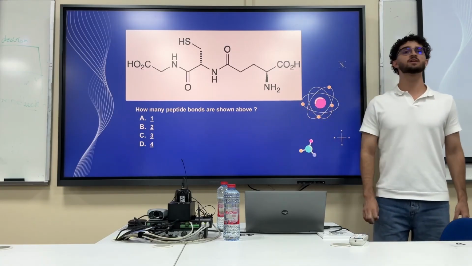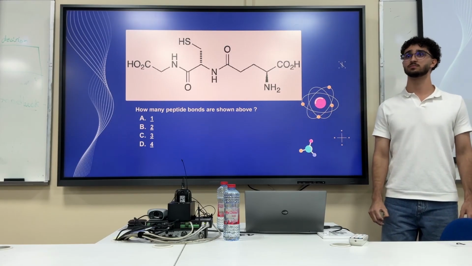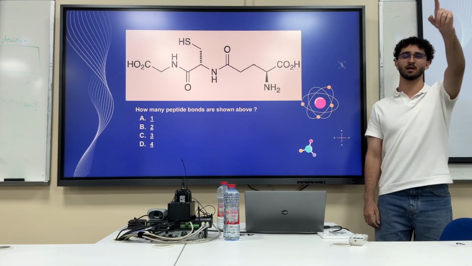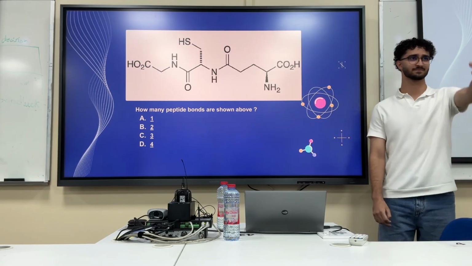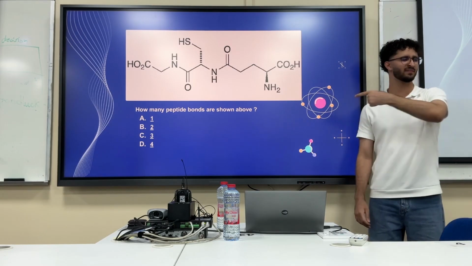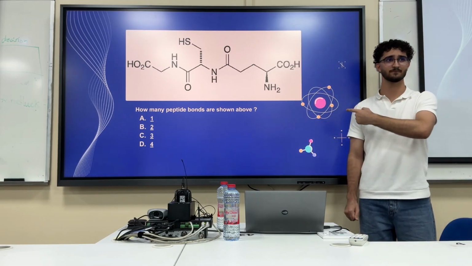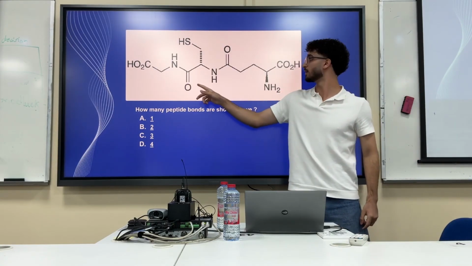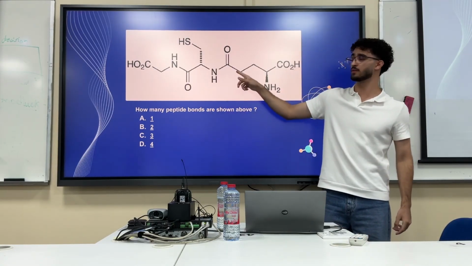How many peptide bonds are shown above? Chocolates, guys. أحدا؟ يحيى. ها؟ غلط. صح. Can you point them out? This one? And this one? صح.